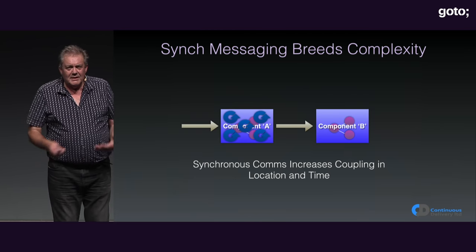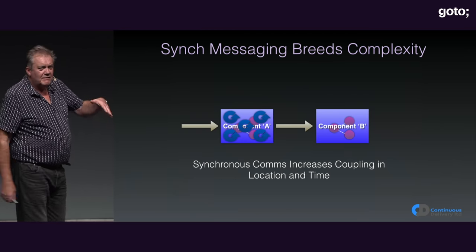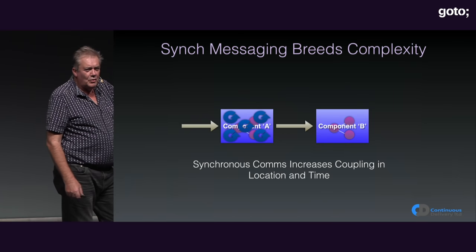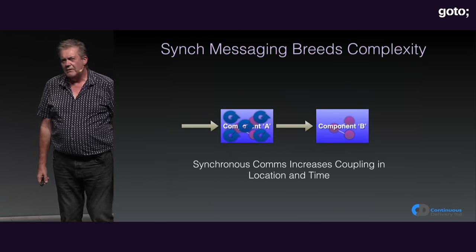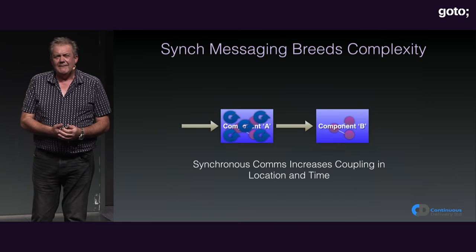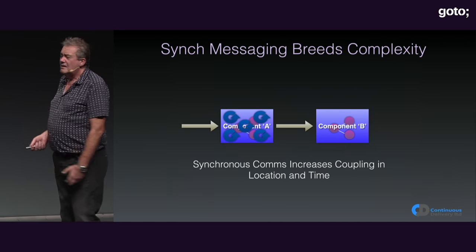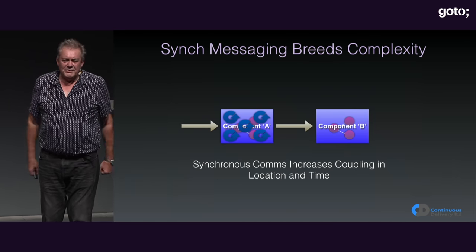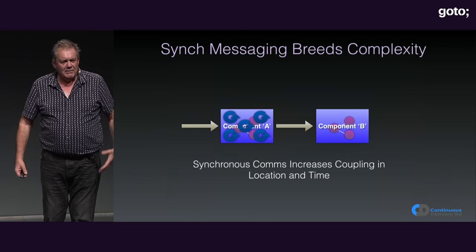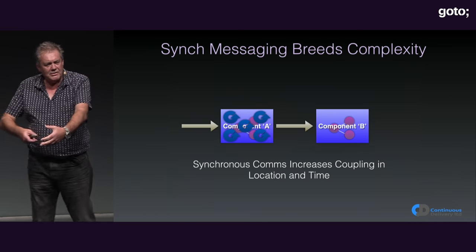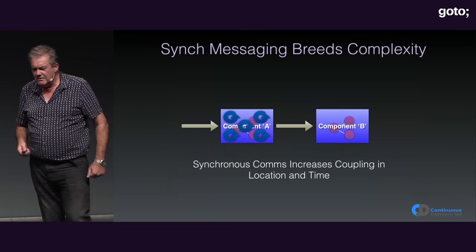How do you cope with it? What that means is that it's blocked, in effect. Component A is stalled until it gets an answer back from component B. How do you cope with that? Classically, what we tend to do is say, oh, well, we'll make that component multi-threaded so we can service operations while we're waiting for the result of previous operations.